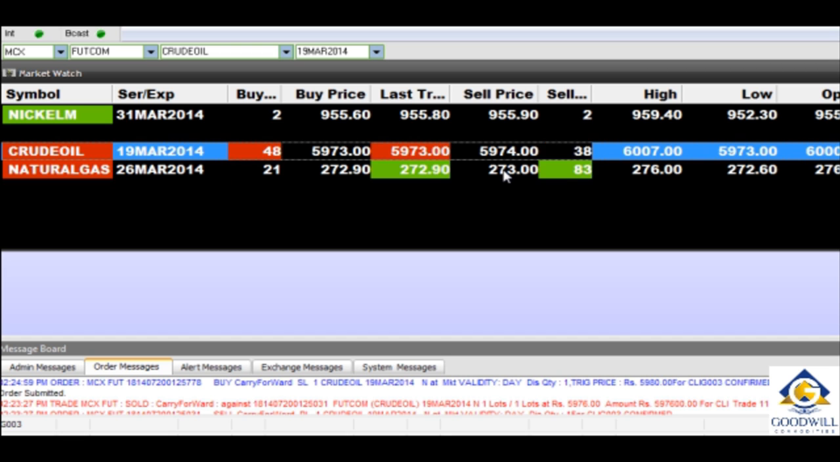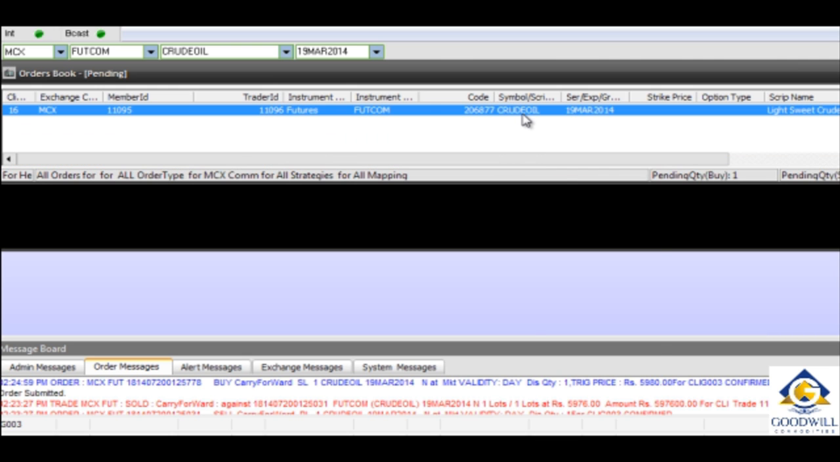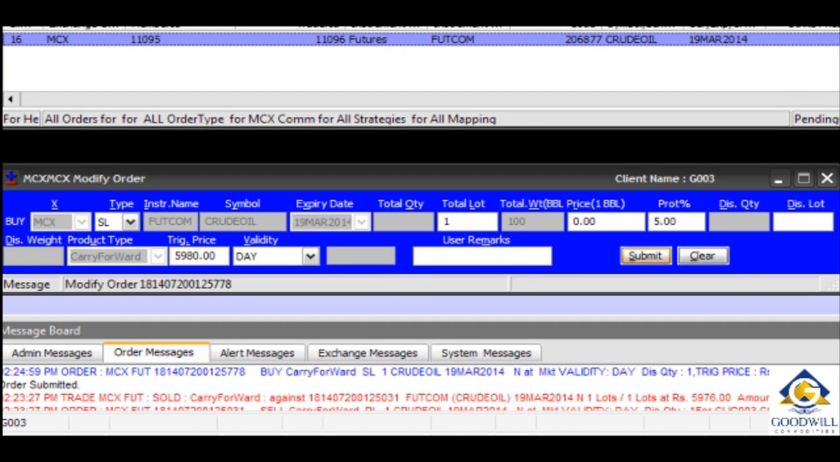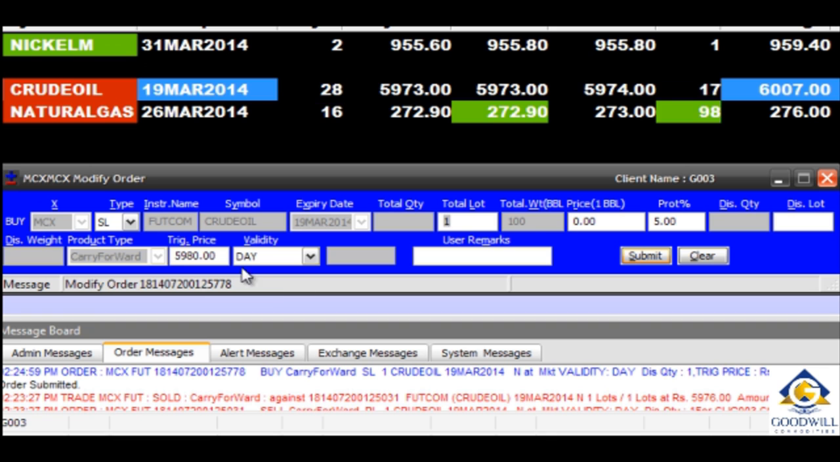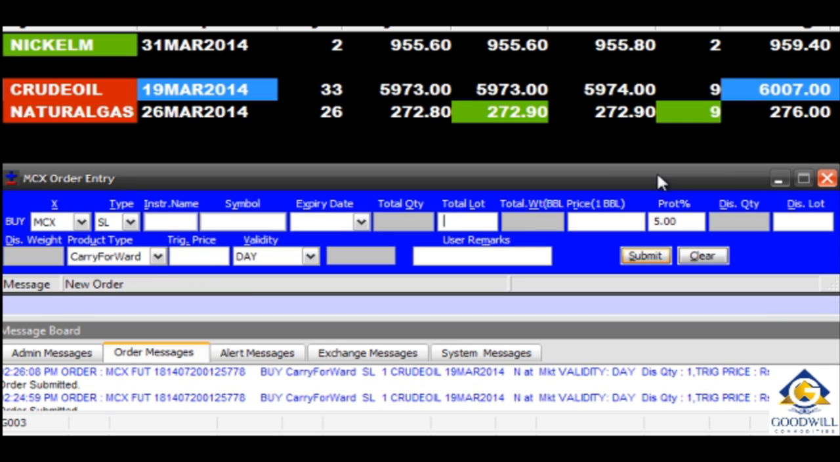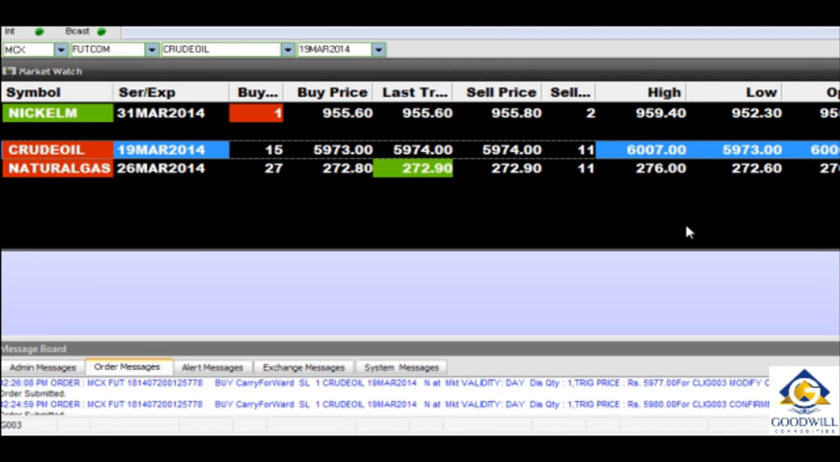I could see that the crude price was falling. What I am going to do is that I am going to modify my stop loss order here. I am going to modify my order. So what I am going to do, I am going to decrease my stop loss to 77. Now let us see what's going to happen. Closely watch.